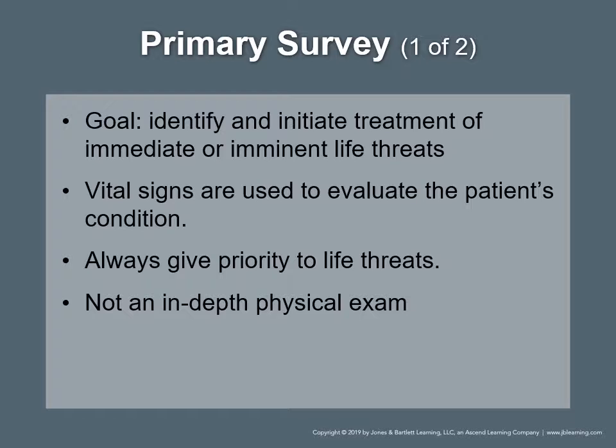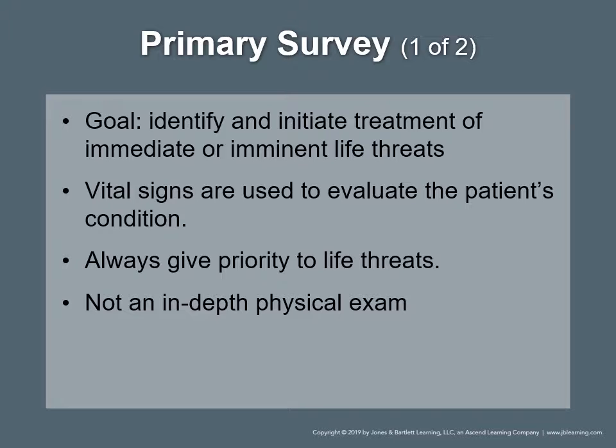Okay, so we just talked about our scene size up, and we do the scene size up on every single call. This is the next survey that we do, and that's the primary survey or primary assessment. The goal of our primary assessment is to identify any life threats and to begin treating and fixing those things that we can that are deemed life threats. We, again, do this primary assessment on every single patient the same way.